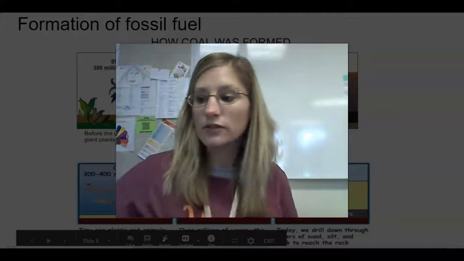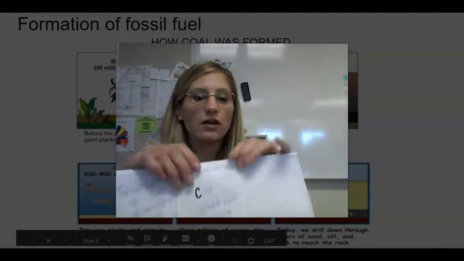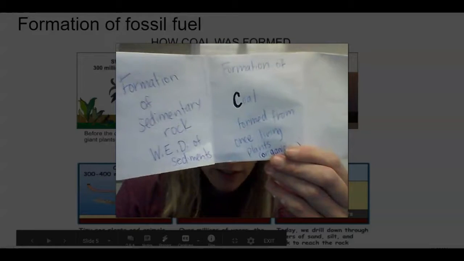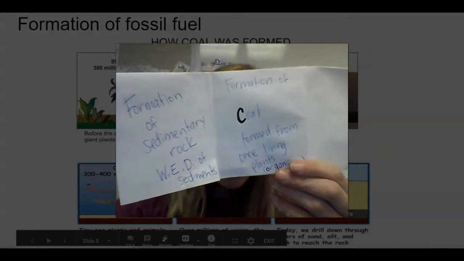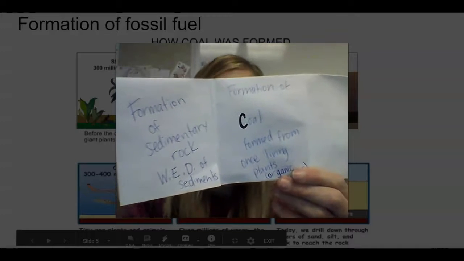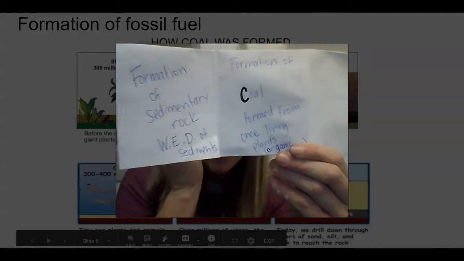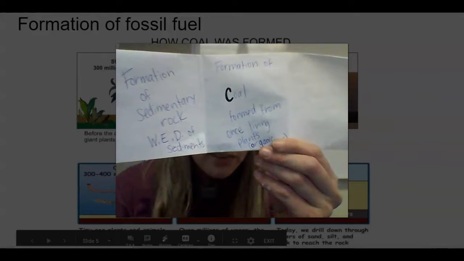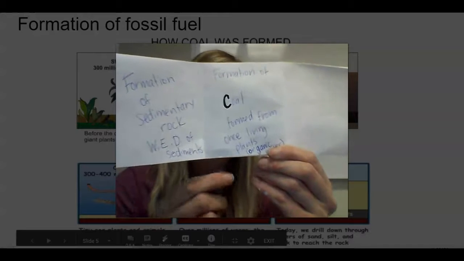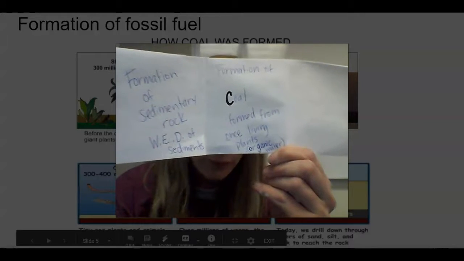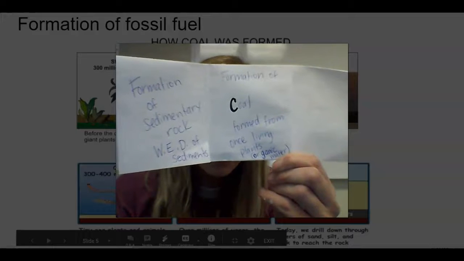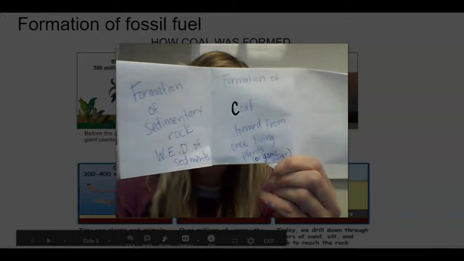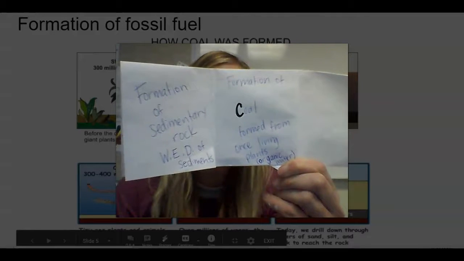Okay, now you should have your foldable next to you, so make sure you get that out. And I'm just going to go ahead and show you what should be written on your foldable. This says the formation of coal. And you're going to draw the same thing that we just did. So it's formed once by living plants, which is organic matter. You can pause the video if you would like to copy this down. Please pause the video if you need to.